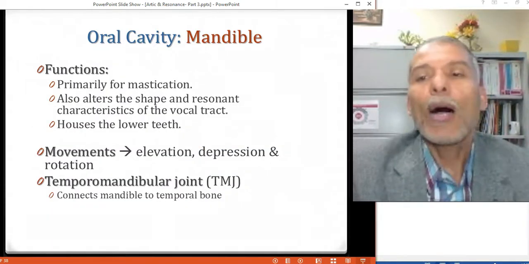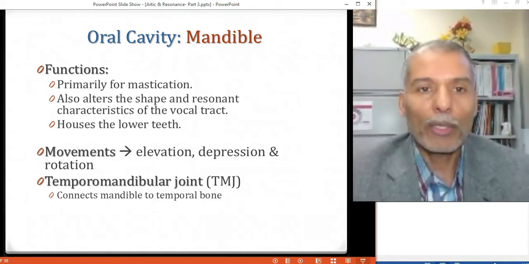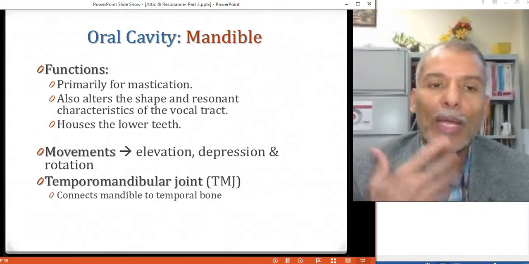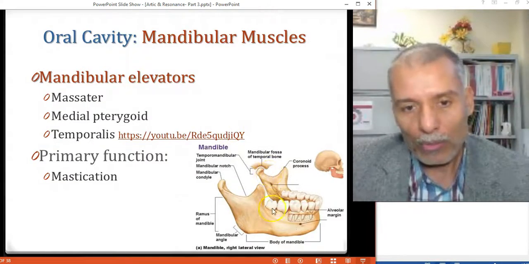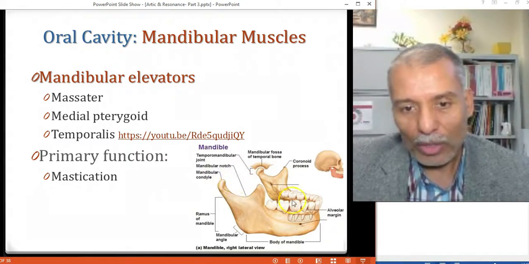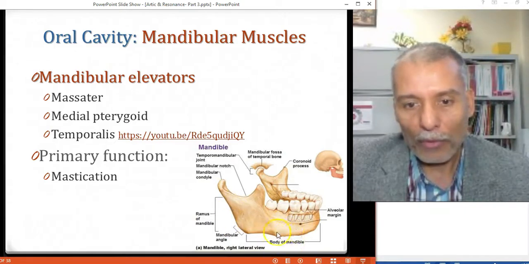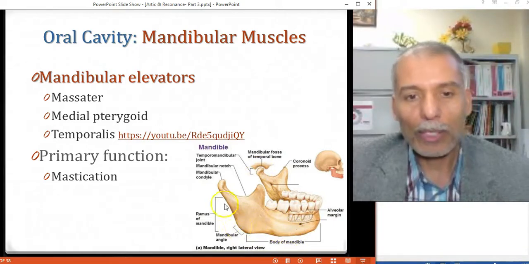Okay, now we move to the mandibular muscles. The mandible has many areas. I added a couple of images again, so I hope they don't disorient you. You can see different structures of the mandible. We know that the vertical piece of it is called the ramus of the mandible. The inferior frontal part is called the body of the mandible, and it has different landmarks.